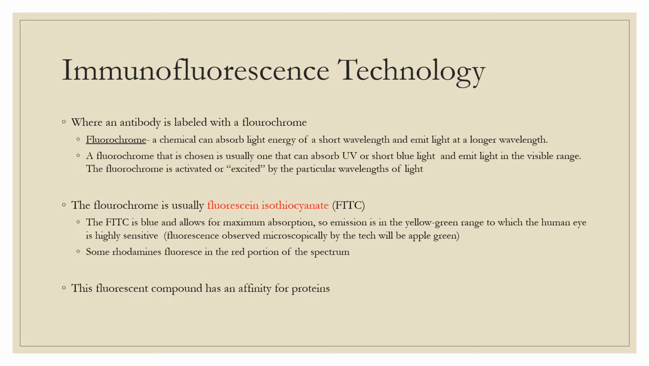The fluorochrome that is needed in immunofluorescence technology in most laboratories is fluorescein isothiocyanate, which is also known as FITC. This fluorochrome is actually blue and it allows for maximum absorption, so emission is in the yellow-green range. So what we're looking for are yellow and green inclusions on our slide, whether that be yellow or green Giardia or Cryptosporidium, or else we're looking for yellow-green cells of RSV. But we're always looking for a yellow-green color whenever we use fluorescein isothiocyanate.